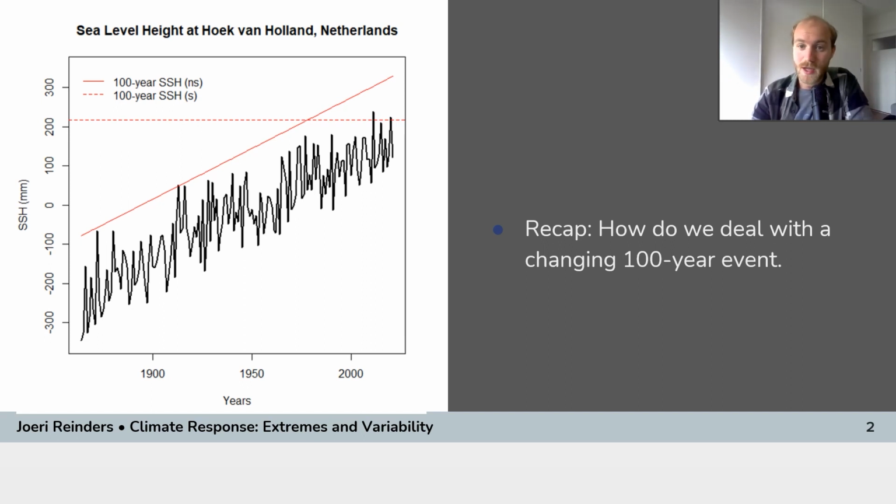Because when we build infrastructure, for example, to protect us from coastal flooding like here, it is based on a stationary frequency analysis, or at least it's based on a stationary return period. For example, we might want to build a piece of infrastructure like a flood wall that can protect us for a 100-year flood. Then the 100-year flood will be that dotted line that you can see.